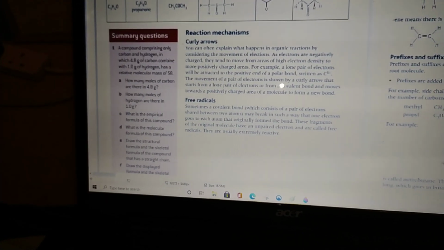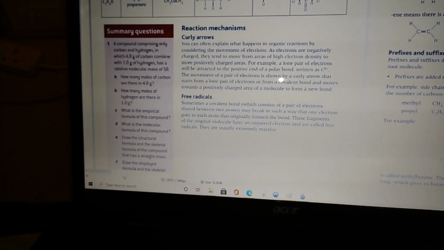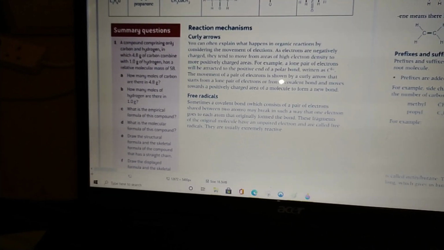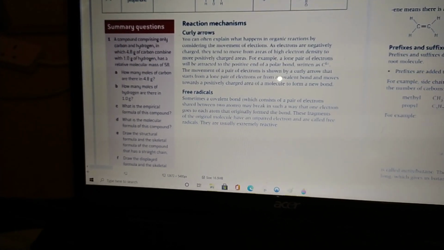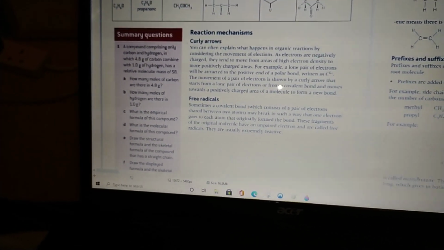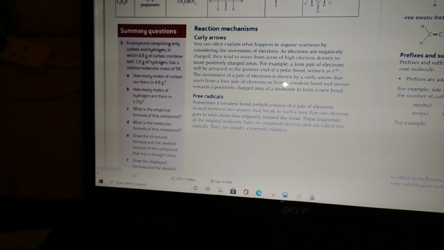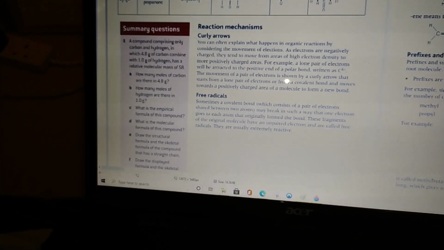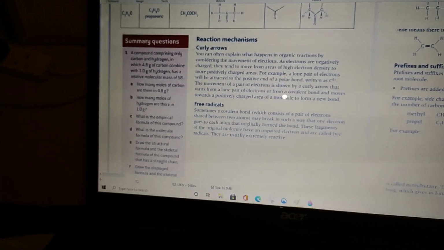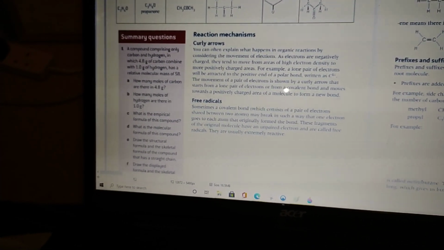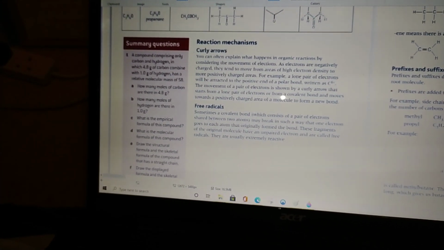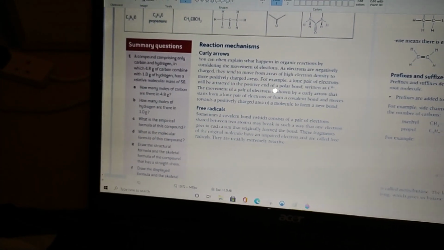Now this is the second bit we come to, which is free radicals. Sometimes a covalent bond, which consists of a pair of electrons shared between two atoms, may break in such a way that one electron goes to each atom that originally formed the bond. These fragments of the original molecule have an unpaired electron, and they are called free radicals. If you remember the free radical substitution which we did in the case of ozone depletion, which I had added in our reaction mechanisms, you can observe that.